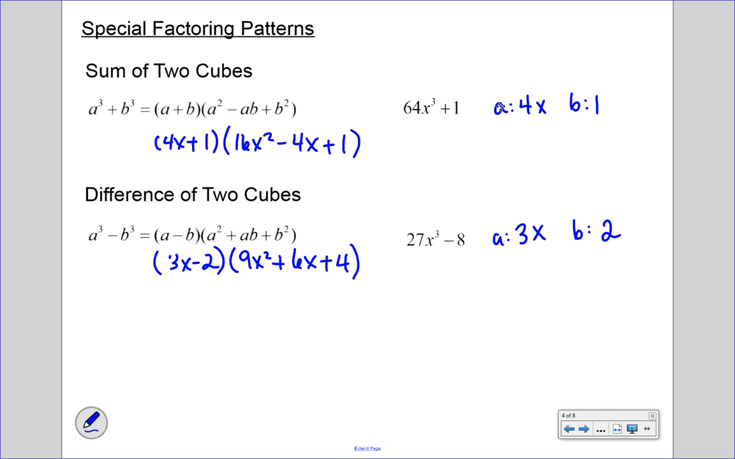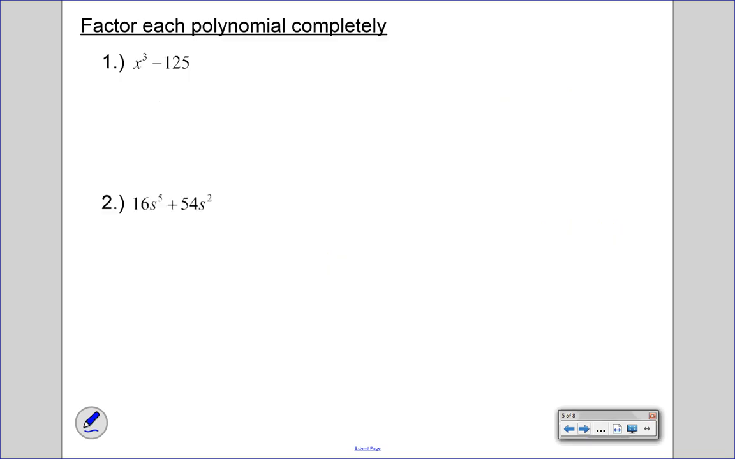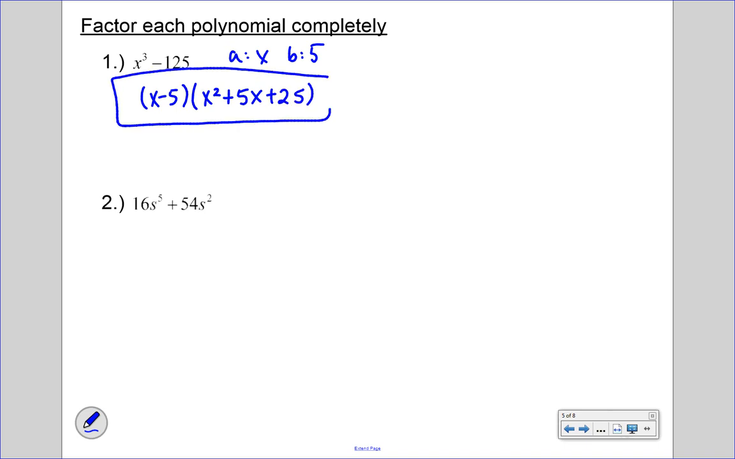So we can use this pattern to factor quite easily the difference or sum of two cubes. So we're going to practice a few more of these. We have x cubed minus 125. Our a value is x. Our b value is 5. So that's the difference of two cubes. So we're going to apply that pattern. So we get x minus 5 times x squared plus 5x plus 25. And we've got our answer.